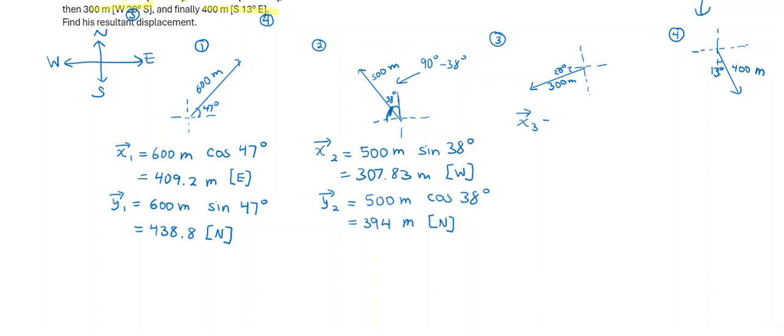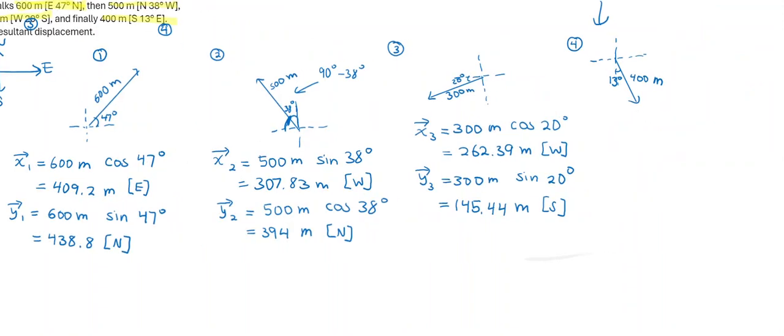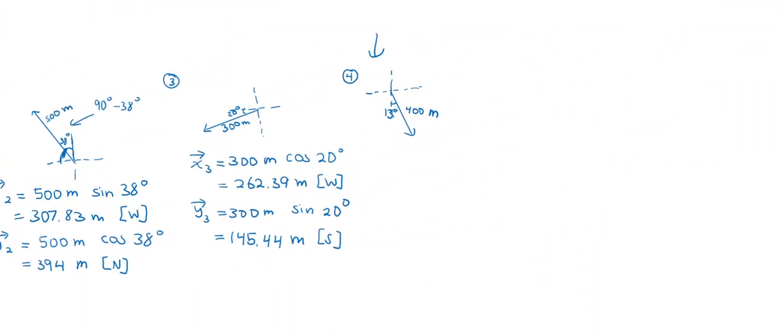For 3, this is going to be the same thing. 300 cos 20, which is 262.39 meters west. And for y, it's 300 sine 20, which is 145.44 meters south. And then for 4, again, we have the 13 degrees, which is relative to the y-axis.